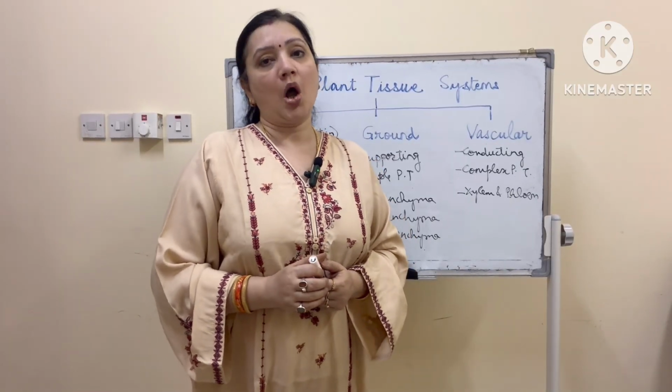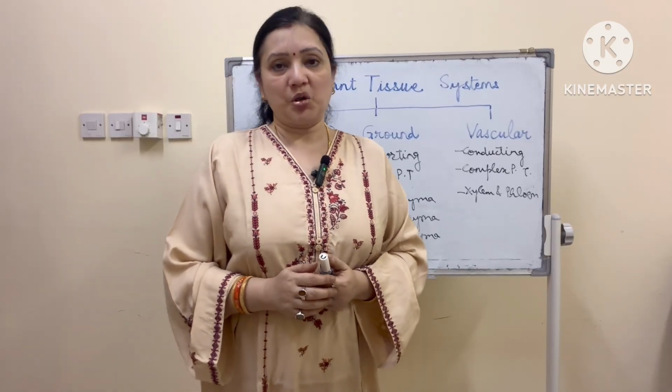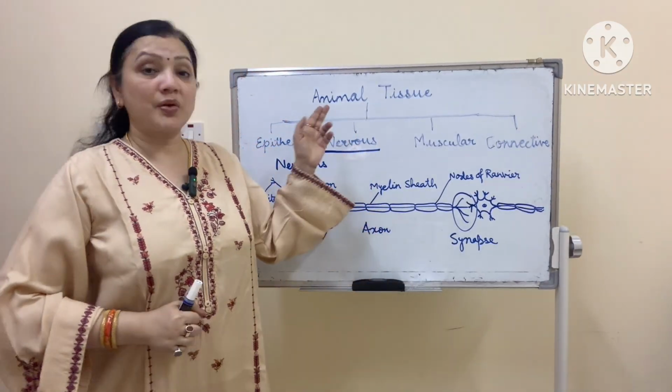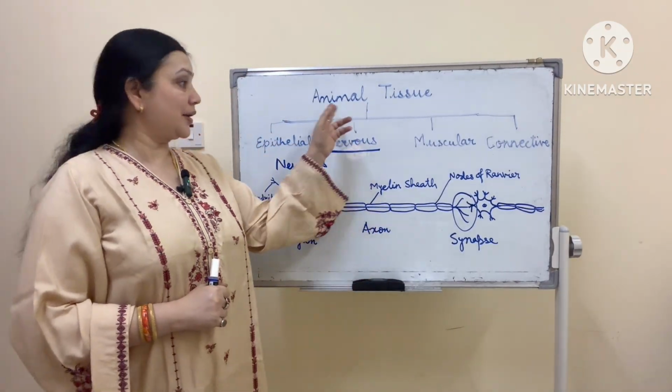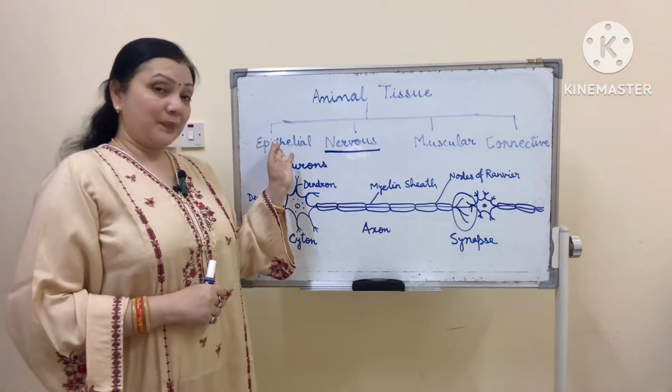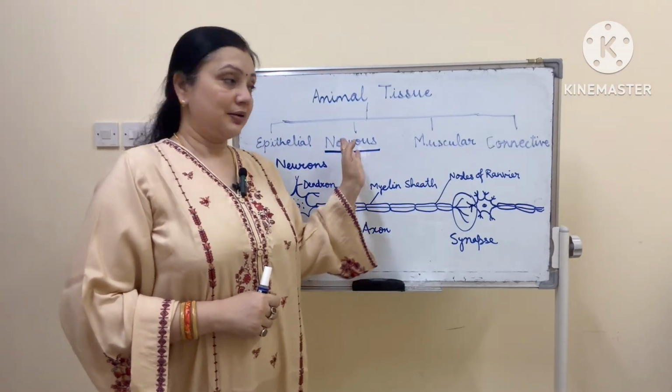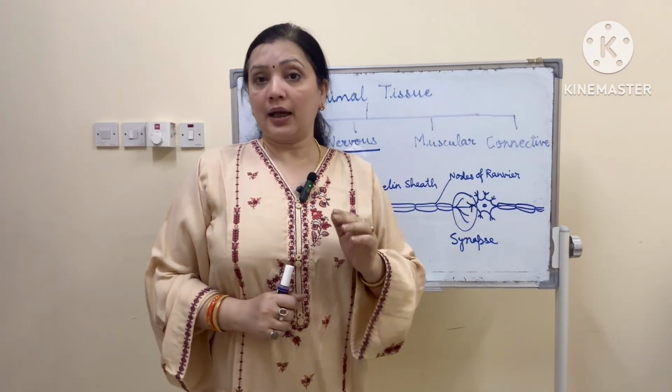Now let us move on to the animal tissues. Okay kids, so let us start with the animal tissue now. Animal tissue is of four types: epithelial, nervous, muscular and connective.